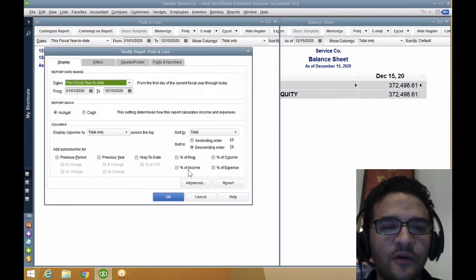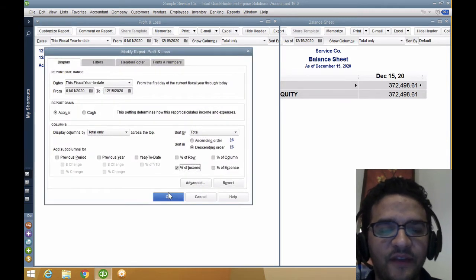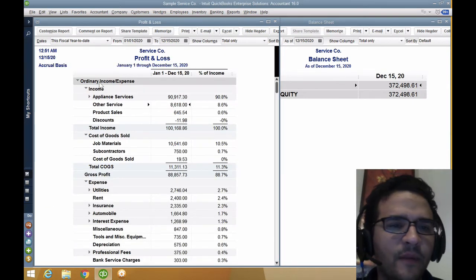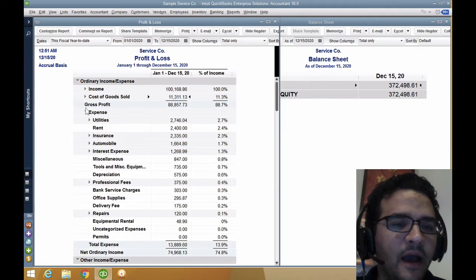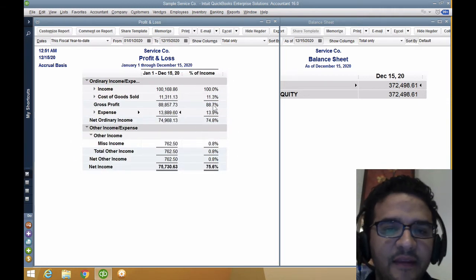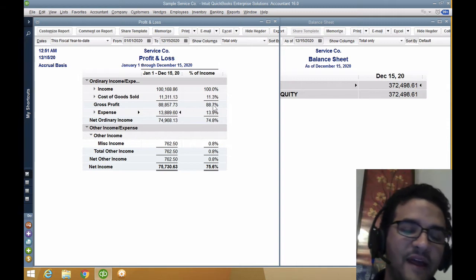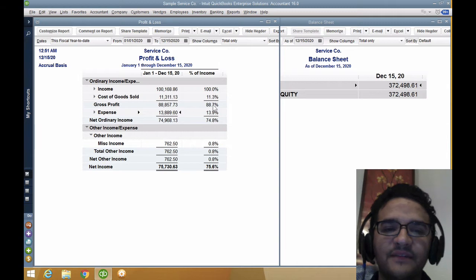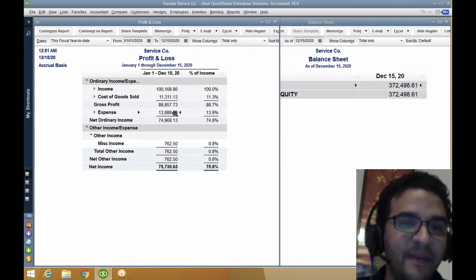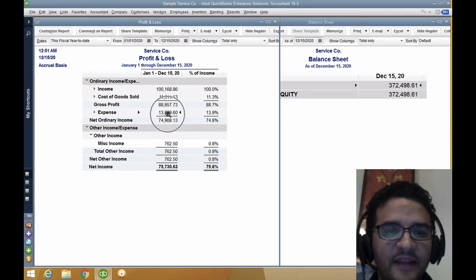Now I can also turn on the percentage of income in the QuickBooks report, so we can see this represented, let me collapse this again. We can see this represented in margin. So our margin in this case is 88.7%. That means that for every dollar we sell, we keep 88.7 cents as profit for the business to spend in other ways, such as expenses. So expenses are the next category here.